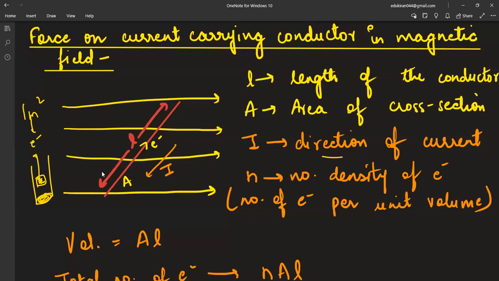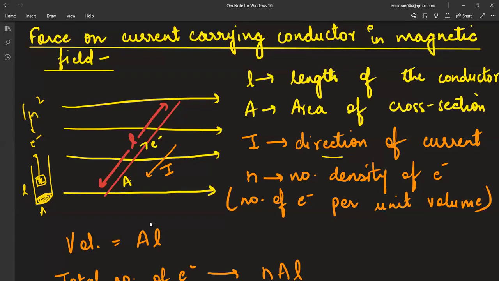So I have the volume as area multiplied by the length. That means area of cross section multiplied by the length of the entire conductor. So area multiplied by length, that is the volume. And the total number of electrons, now what would it be? Number density means number of electrons per unit volume, number of electrons in 1 unit volume. It was N. So for AL, that means this much volume.